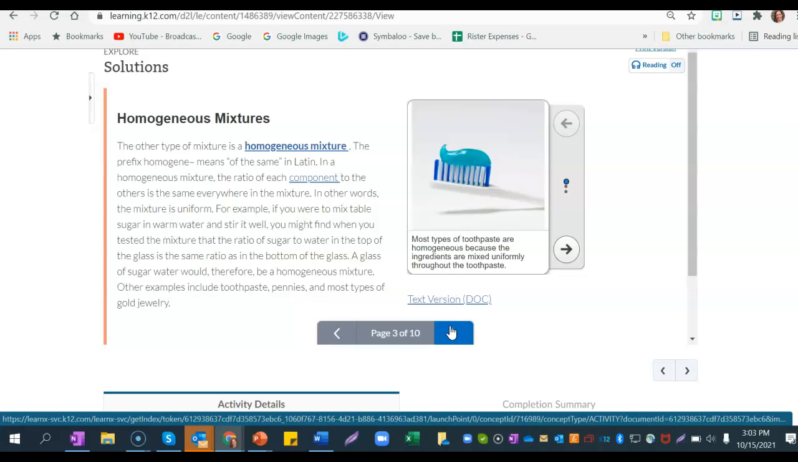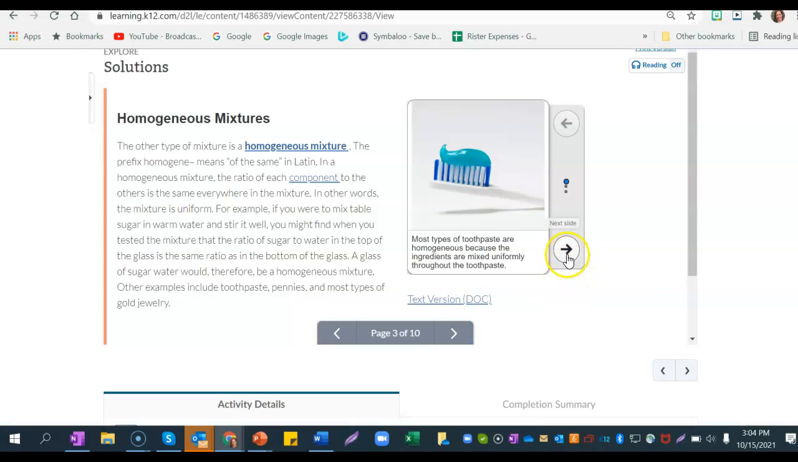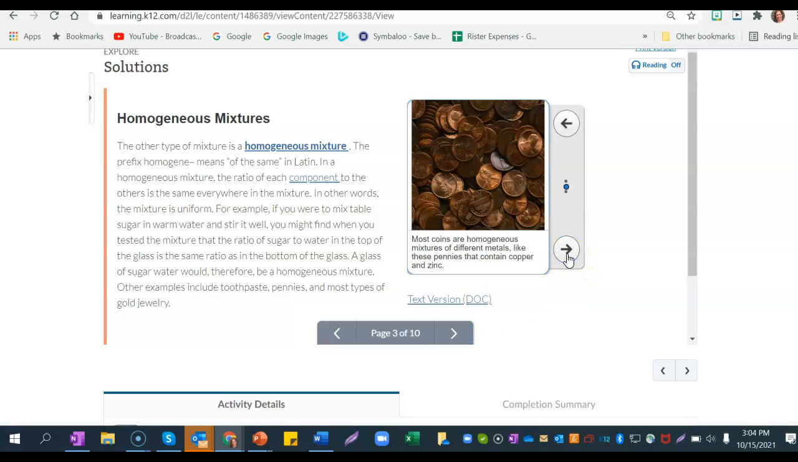So for example, if you were to mix table sugar in warm water and stir it well, you might find when you tested the mixture that the ratio of sugar to water in the top of the glass is the same as the ratio in the bottom of the glass. A glass of sugar water would therefore be a homogeneous mixture. Other examples include toothpaste, pennies, and most types of gold jewelry. So you can put some of those examples in your notes.